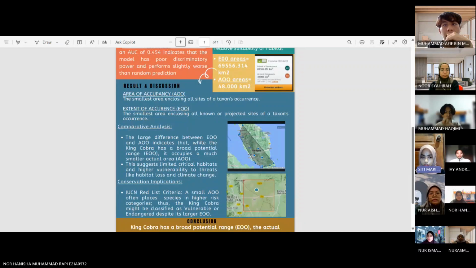Thank you to the moderator. As we can see in the poster and the result of the EOO and AOO, the significant difference between EOO and AOO suggests that king cobra have a broad potential range but occupy a much smaller area. This highlights the need to focus on protecting critical habitat within the AOO to ensure the species' survival. Despite the large EOO, the king cobra might be classified as vulnerable or endangered due to its small AOO, indicating a higher risk category. That's all.